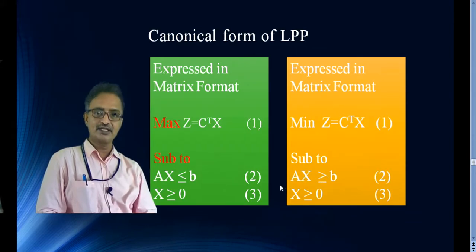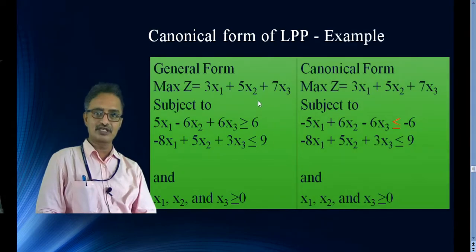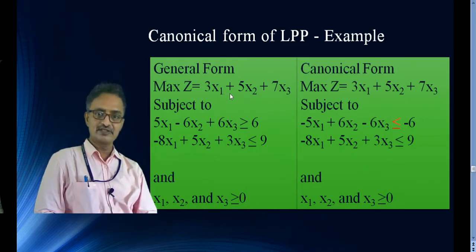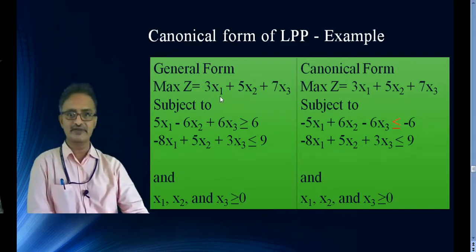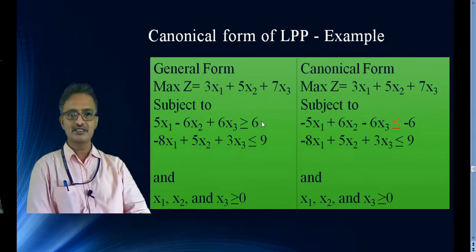Now let us see this through a simple example. The general form of a given linear programming formulation, here it is with three variables. The objective function is 3x1 plus 5x2 plus 7x3, subject to two constraints c1, c2.